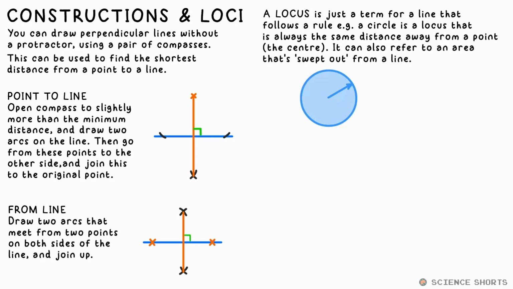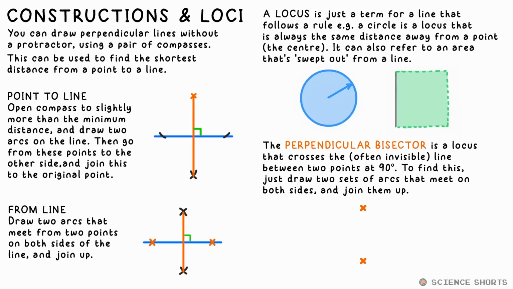A locus can also be a straight line if you have 2 points that is drawn from, or even an area drawn from a line instead. If you have 2 points, we can draw a locus that is the perpendicular bisector. Bisector just meaning a line that crosses it. All you have to do yet again is use your trusty compass and draw 2 arcs from both points, and the 2 points where they meet will give you the perpendicular bisector if you join them up with a straight line.